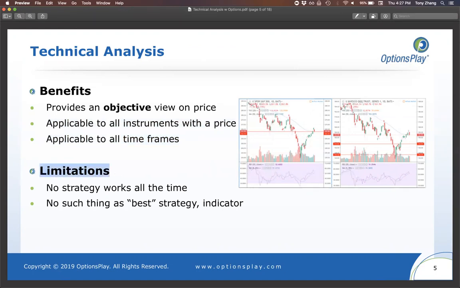Now, there are limitations to technical analysis. So just like any other form of analysis, no strategy works all the time. Any technical analysis strategy will have times where it works and will have times where it doesn't work. So it's really important to understand your strategy from a fundamental perspective to know when it should work and when it's not supposed to work, so that if you have a string of winning trades or a string of losing trades, you can look back and say, was this the right environment for my strategy?